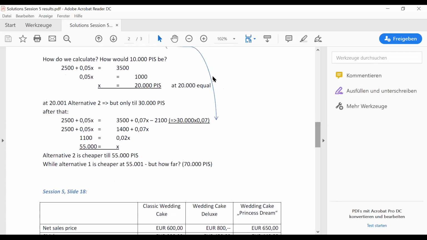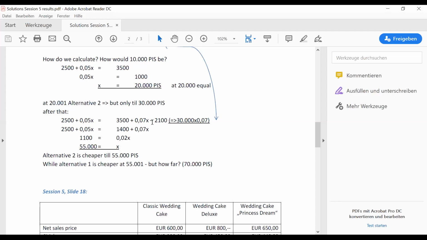Right. So this was the calculation we just calculated, and this is our second alternative, so to speak, or our second cost function. We equal again the original cost function for insourcing, 2,500 plus 5 cents times X, and it equals, in this case, 3,500 plus 7 cents times X. But as mentioned, we need to at least make sure that we have more than 30,000.